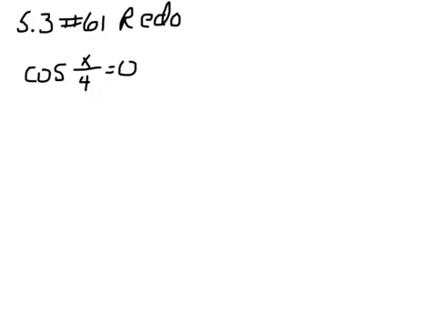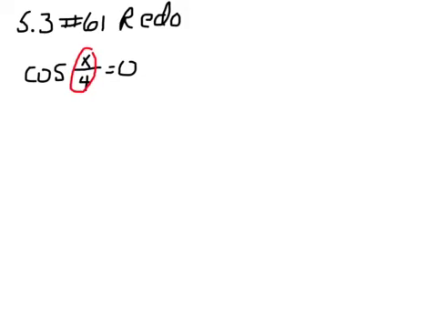All right, this is number 61 on section 5.3, and I redid it because most of the previous video I did was okay. It's just that at the end, when describing the answers, I kind of messed up, so I want to correct that. When I look at this, I see this x divided by 4, and I'm like, ooh, that's going to make it tricky, and it does. But here's what I do.